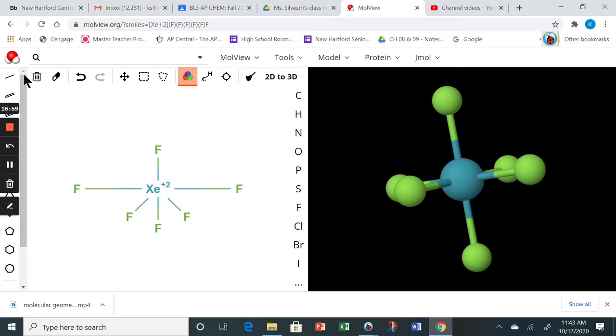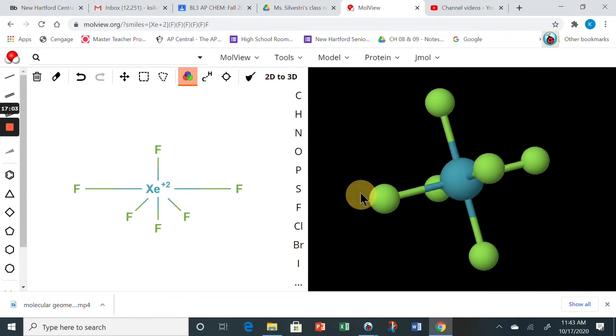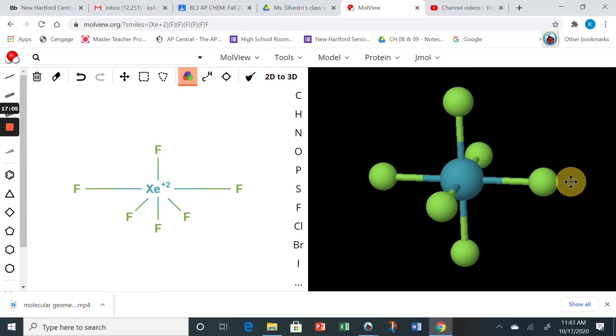And it's not letting me be just a pointer. That's okay. So now I'm going to start removing them. This is equal and opposite pull. These are 90 degrees, 180 if you go completely for the axial.